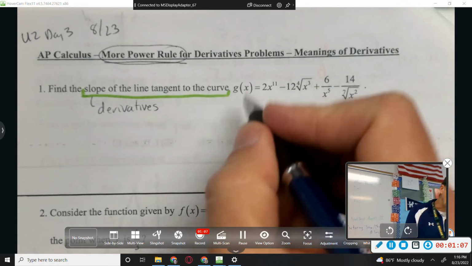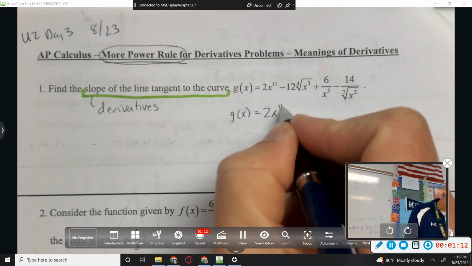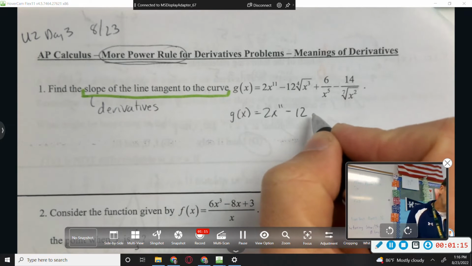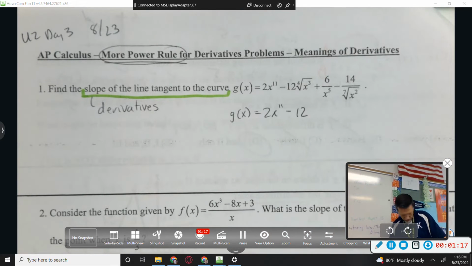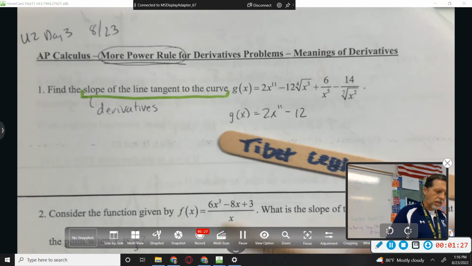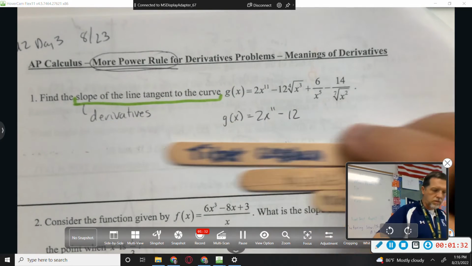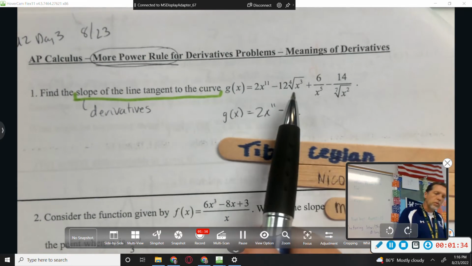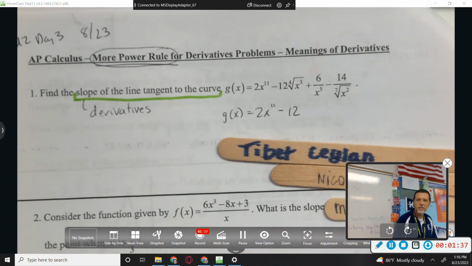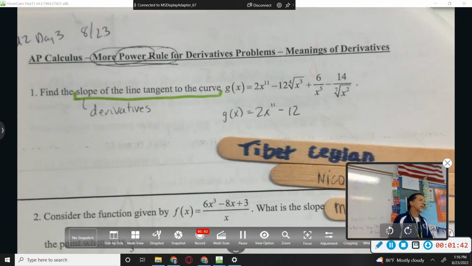Alright, this is ugly. We need to do some algebra first. So, let's see. In fact, let's pick on some people here. So it looks like I need 3 to get started here. So, Tibet, tell me what the 4th root of x cubed is as a power, because I want to use the power rule, so I got to change it all to powers.